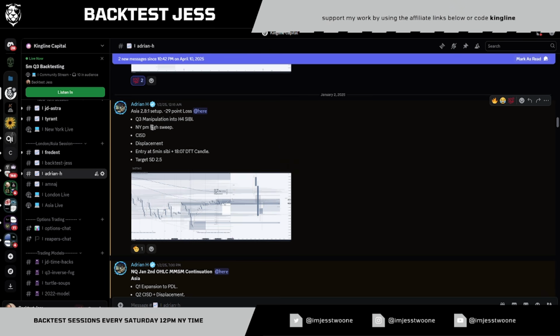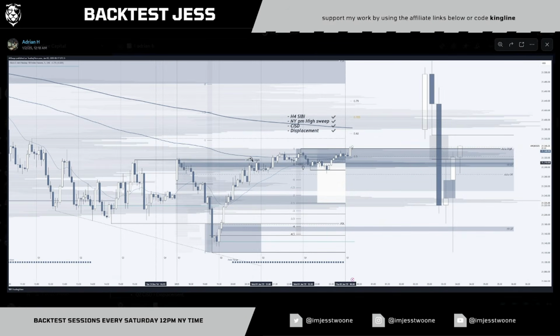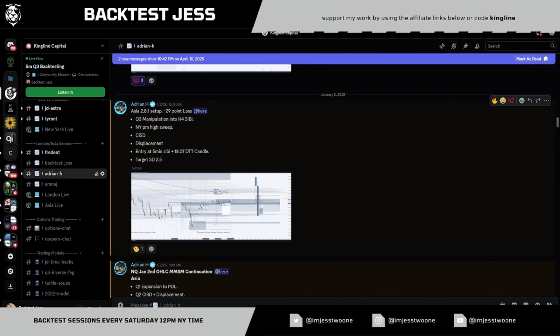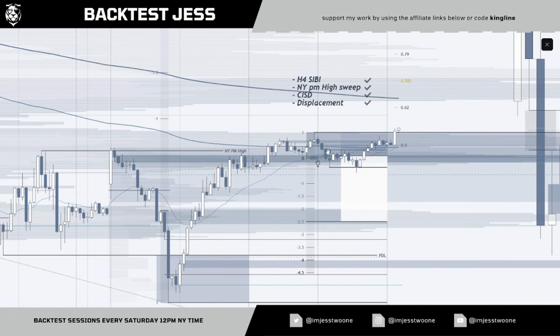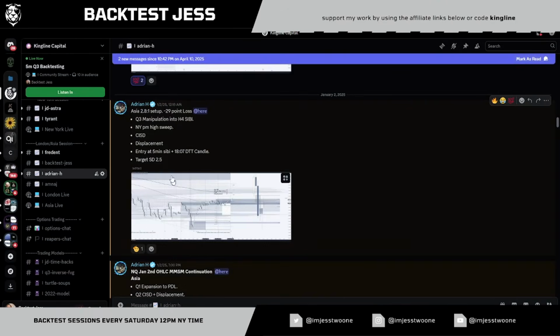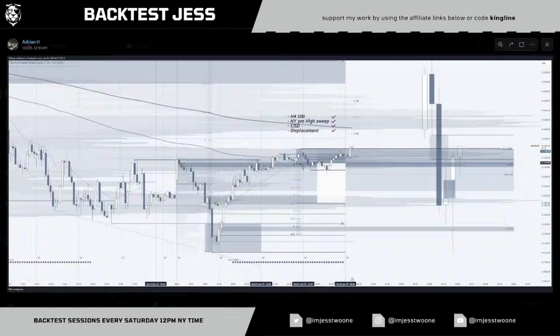It was a New York PM high sweep, so we came above this high here. We swept it, and then we had a Q3 manipulation in which a change in state delivery occurred during Q3. Then there was displacement because a fair value gap printed within that. And then we had an entry at the 5-minute SIBI plus the 1807 digital time theory candle, and he was targeting 2.5 standard deviations. So any questions about this example here?